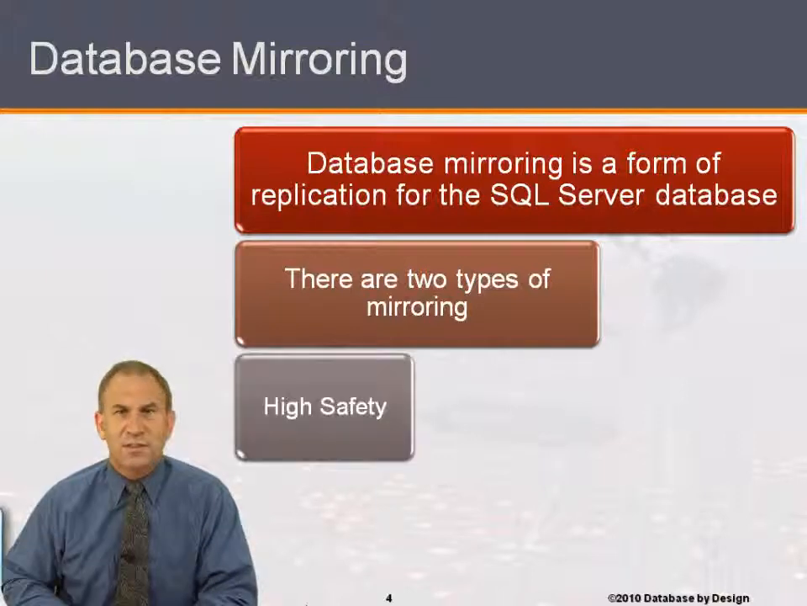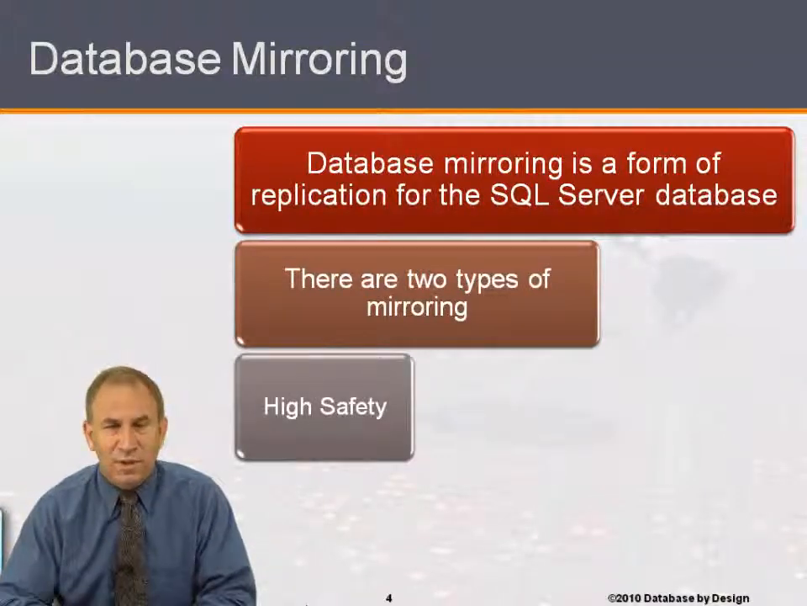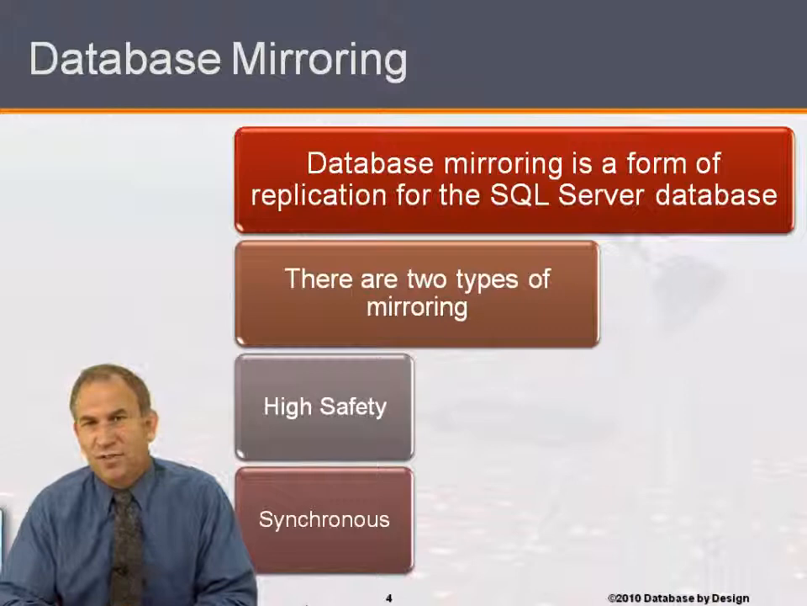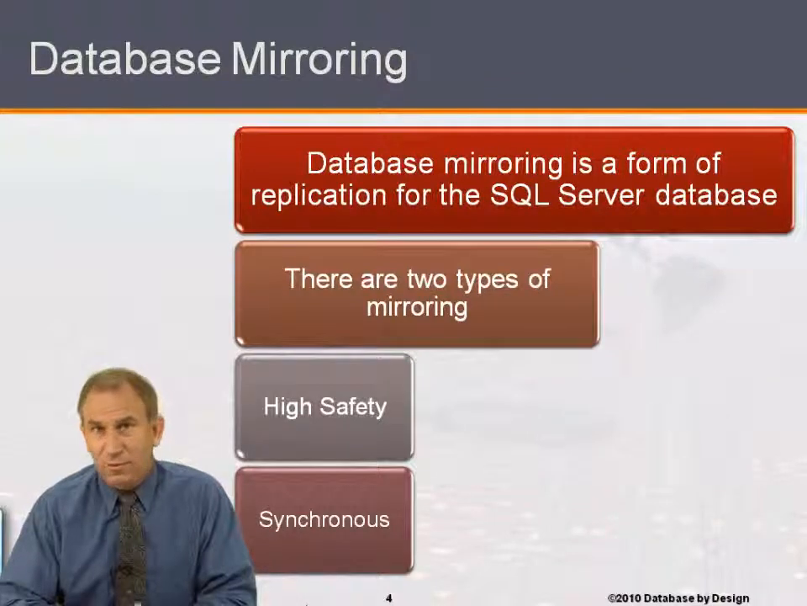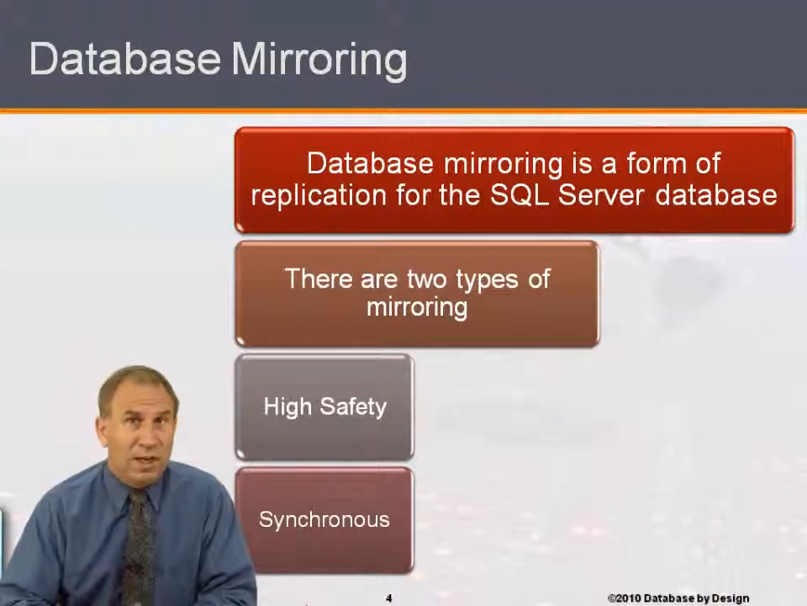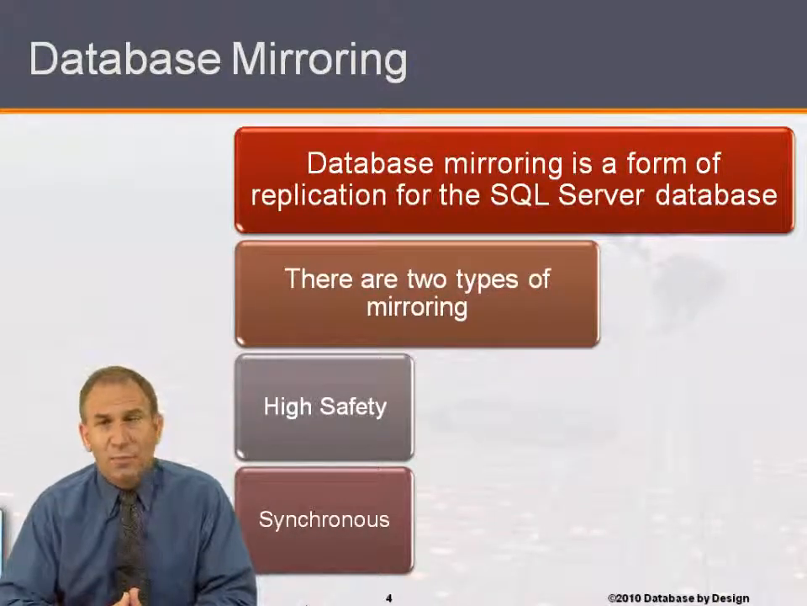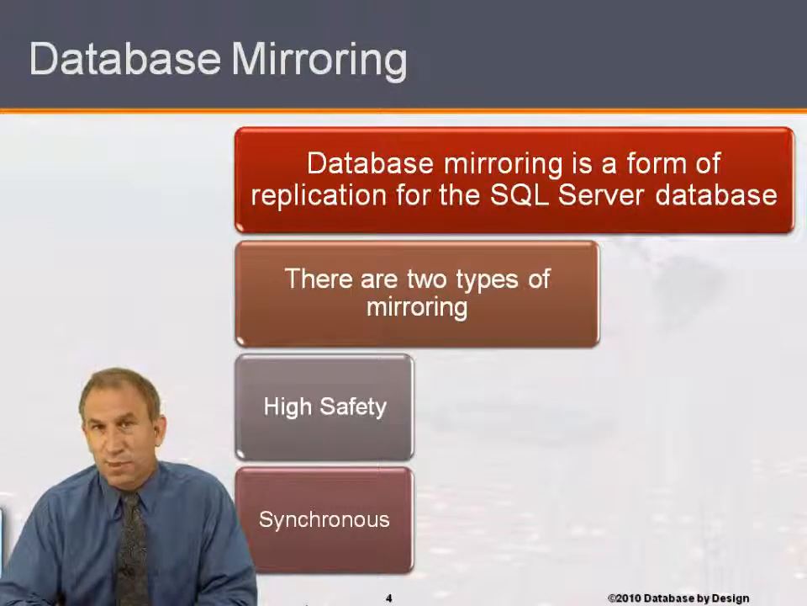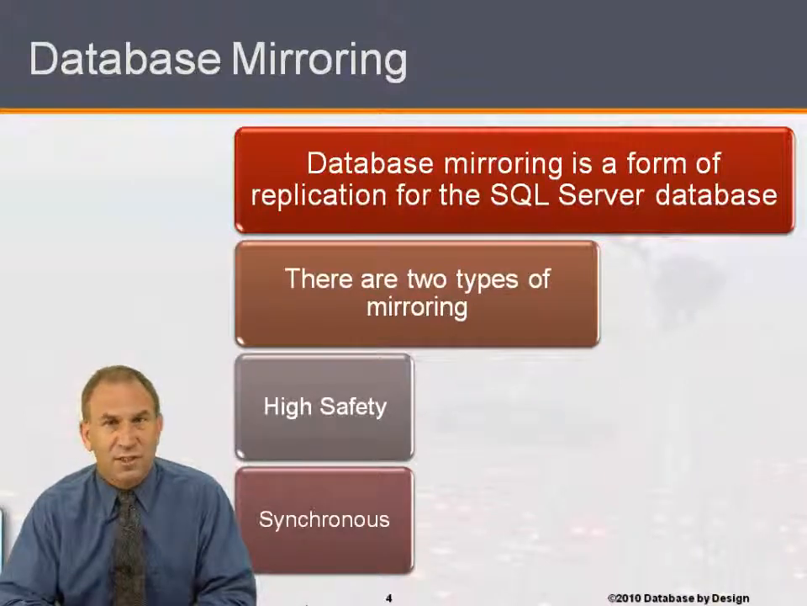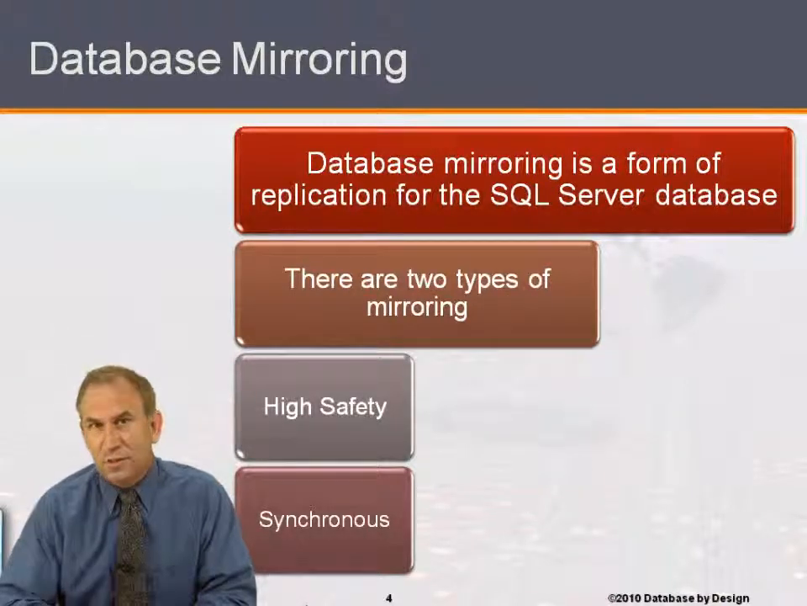Again, there are two ways of mirroring. We have high safety and we have synchronous. Well, even before we do that, we have different ways to implement mirroring. We have truly database mirroring, we have what's called replication, and then we also have what's called log shipping. The method that the high availability is going to be implemented will be up to the DBA. Mirroring just happens to be one of the methods that's available to the DBA to implement high availability solutions.